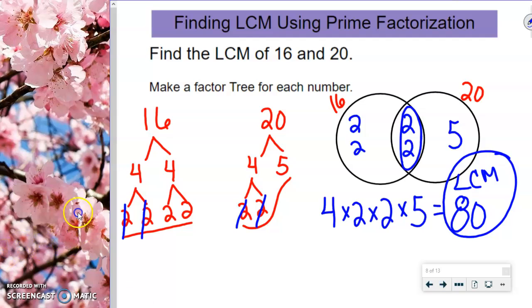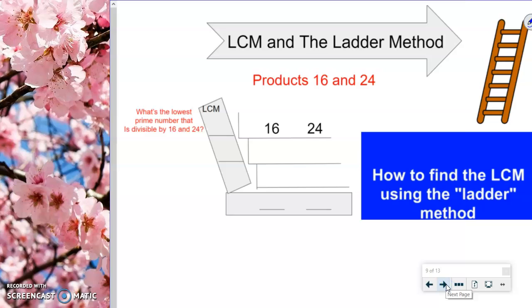So again, you have to make factor trees for both of your numbers, then place them in my Venn diagram, find which numbers they have in common and which ones they don't, and then multiply the numbers they have in common times whatever is left over here and what's left over here to calculate your least common multiple. Next way, and this was in class, the one that most students liked the best.